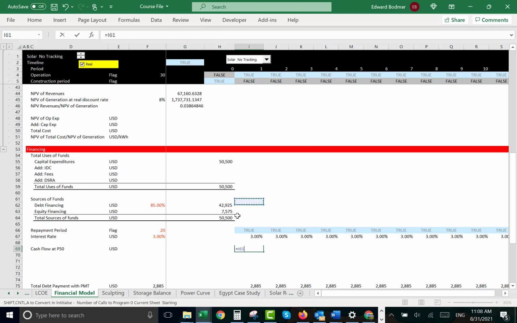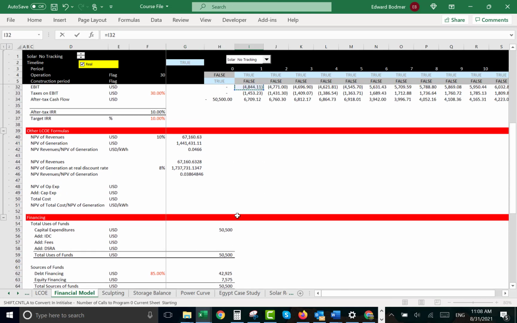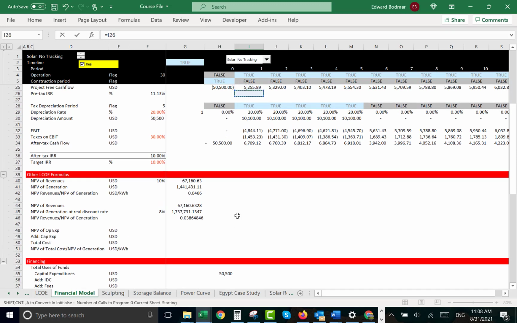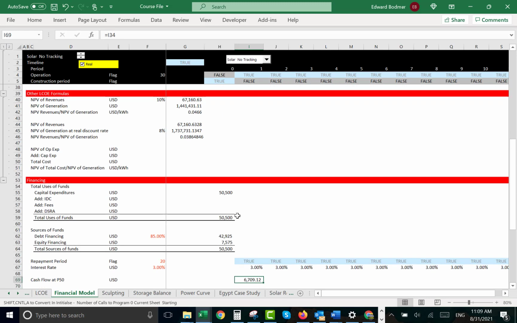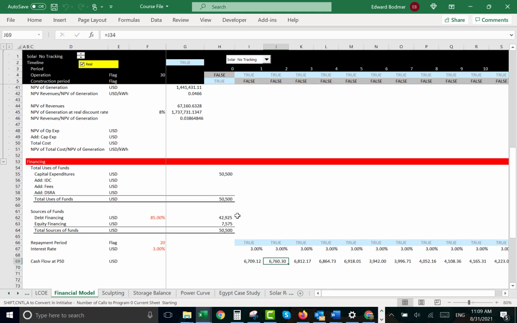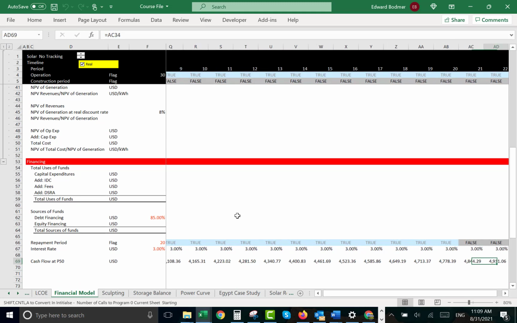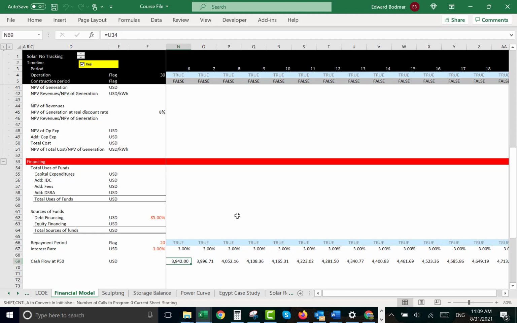And now what I've done here is cheated a little bit, actually maybe a little bit of a lot. Let's use the after-tax cash flow, but that's not really the after-tax cash flow. The true after-tax cash flow is the cash flow after all the interest. So we're going to put that after-tax cash flow in.